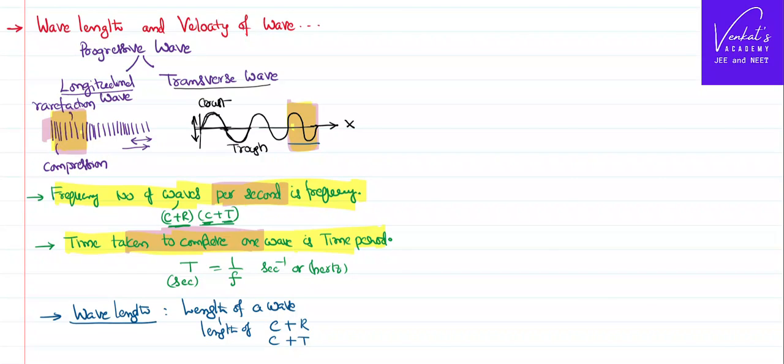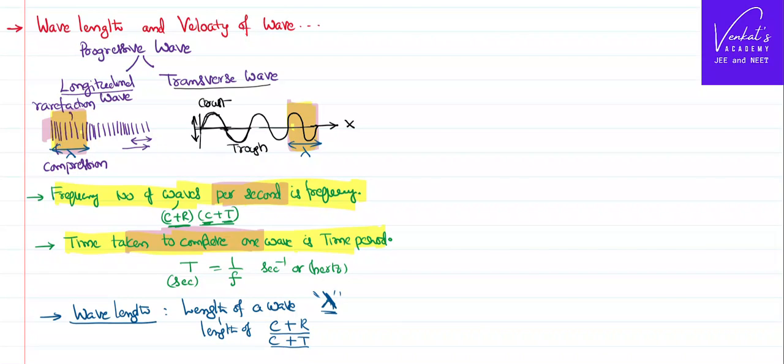So this is the wavelength shown with the letter lambda. This is also the same wavelength shown with the letter lambda. So wavelength is simply the length of the wave, that is the length of whatever you defined as a wave: compression plus immediate rarefaction, or crest plus trough in a transverse wave.